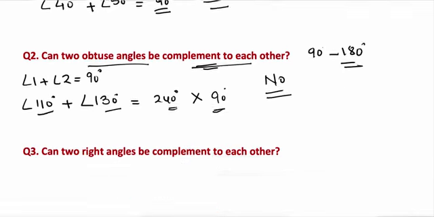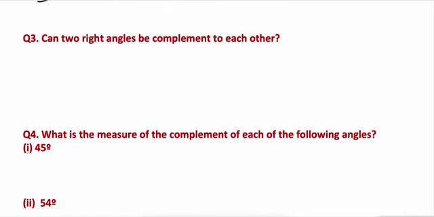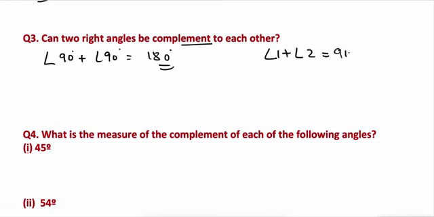Question number 3. Can two right angles be complement to each other? No, only two acute angles can be complement to each other, because if there are two right angles, their sum will be equal to 180 degree, and for complementary we want the sum of angle 1 and angle 2 to be 90 degree. So the answer is no. Two right angles cannot be complement to each other.